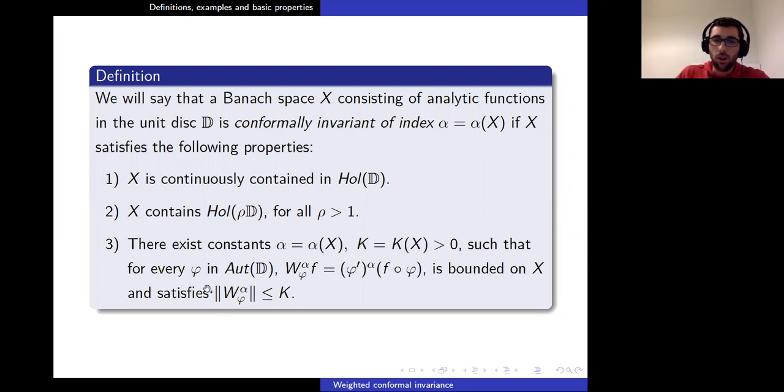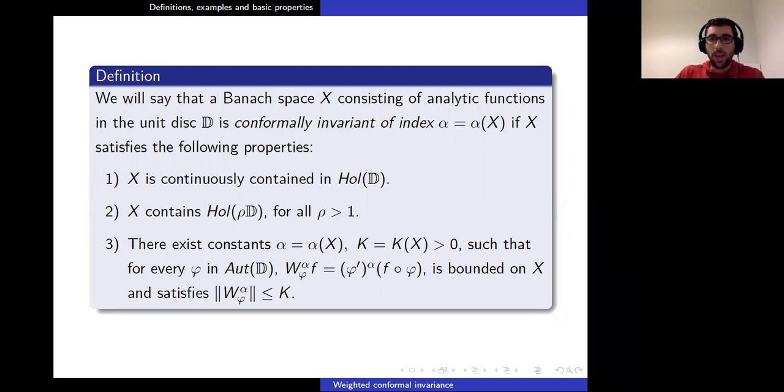we can control the norm of these weighted composition operators uniformly for any automorphism phi. With these three properties, we can deduce, for example, that this constant alpha is unique. Unique in the following sense: if we consider a conformal invariant space of index alpha, then this space cannot be conformal invariant of another index beta. Some examples of classical spaces of analytic functions in the unit disk that satisfy all these properties.